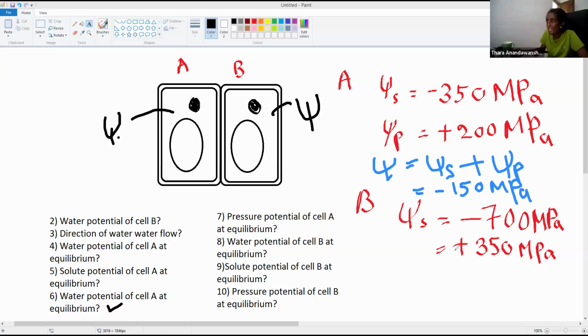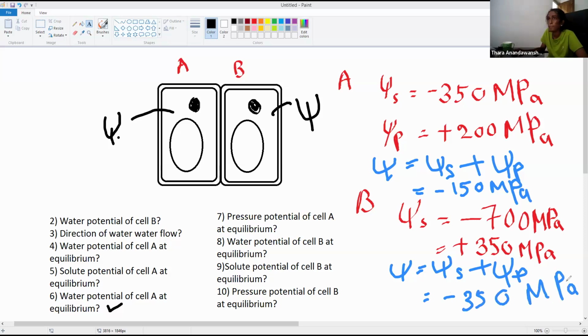Next, cell B. Again psi is equal to psi s plus psi p. You have to write the equation always. And given values: minus 700 plus 350, you will get minus 350. Is it correct? Yes teacher. Then tell me, which one has high water potential, A or B?